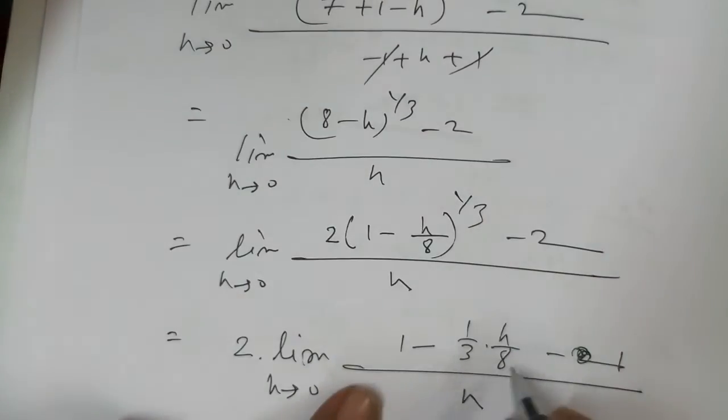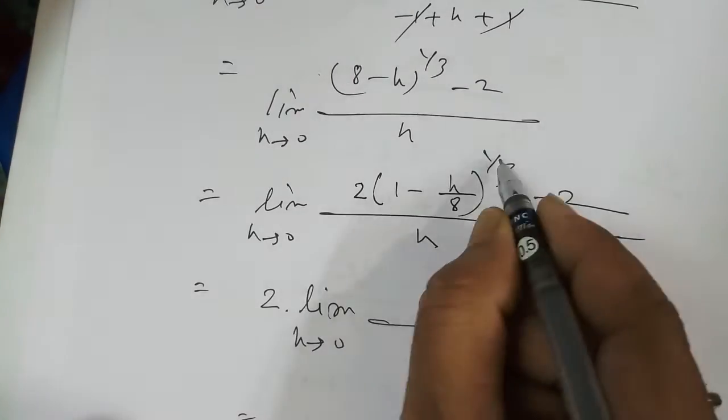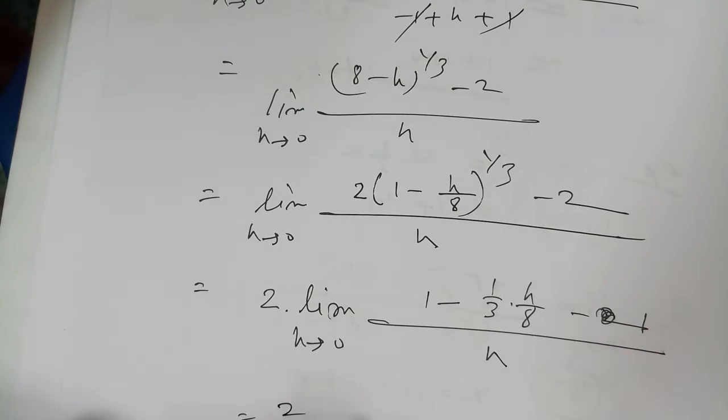According to the binomial theorem, this is 1 + nx, here 1 - nx. So the 1s cancel, and the h cancels. So minus 1 upon 24, times 2, so minus 1 upon 12. This is your answer.